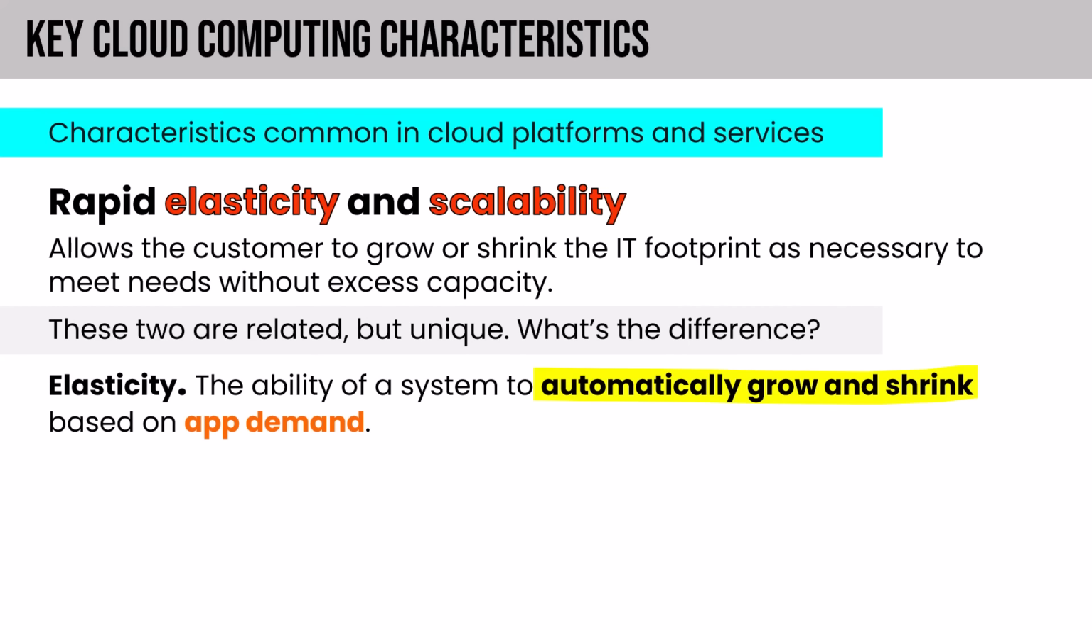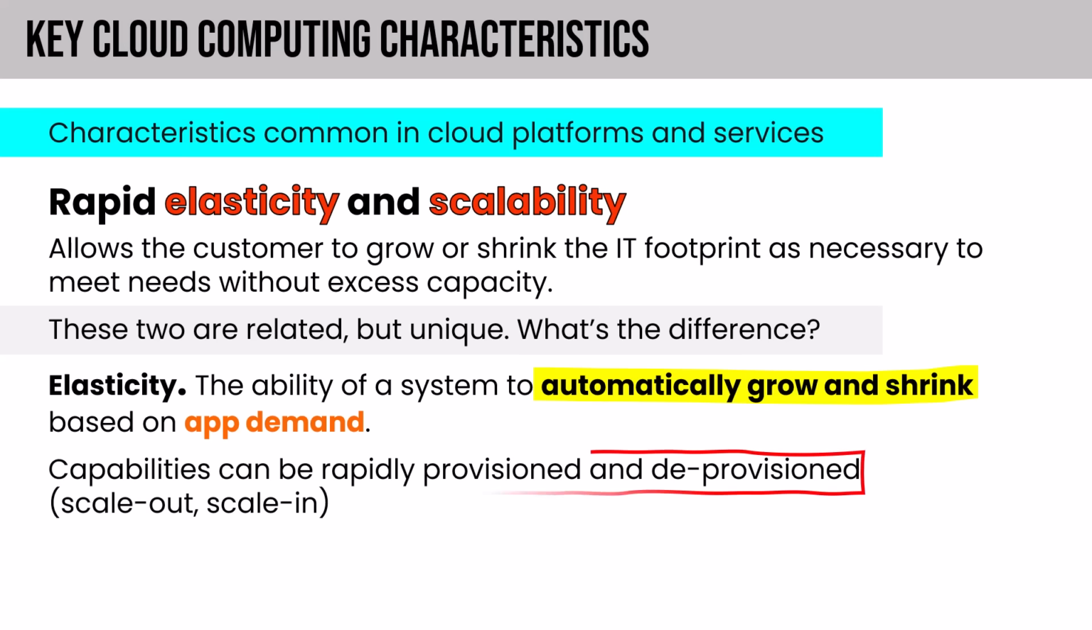So elasticity, again, speaks to the ability of a system to automatically grow and shrink based on app demand. When we're talking about elasticity, you'll often hear about the ability to rapidly provision and deprovision those capabilities, scaling out and scaling in, meaning I'm adding more instances to scale out, and when my demand shrinks, I'm scaling in. I'm removing those excess instances so I don't have unnecessary spend.